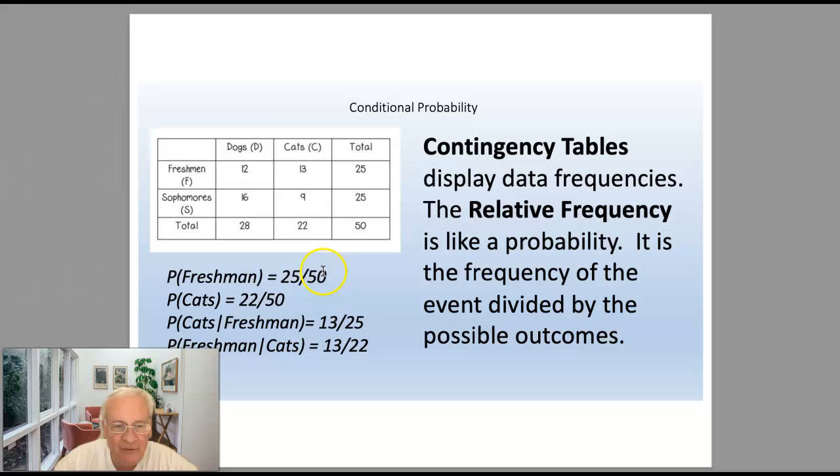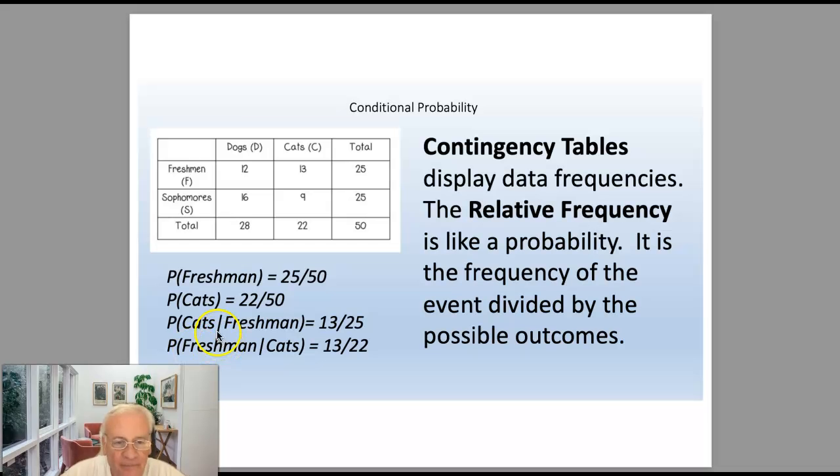It's 25 over 50. If I were just going to say, what's the probability of picking a student that has a cat? Again, out of 50 students, there's 22 of them that have cats. So it's 22 out of 50. That's all of them. That's not conditional. That's just the probability.